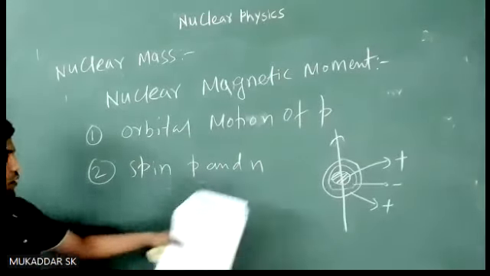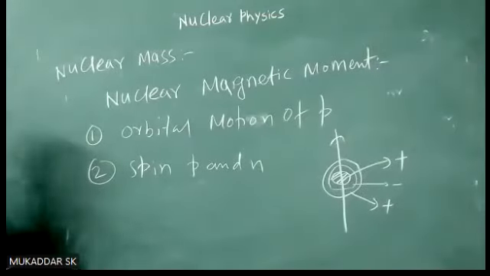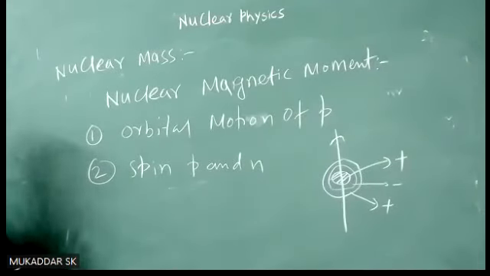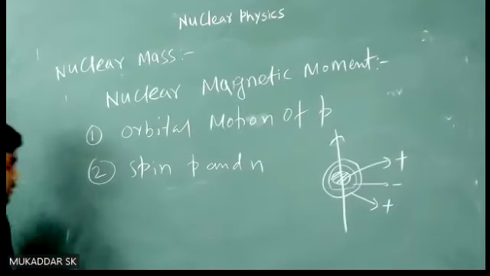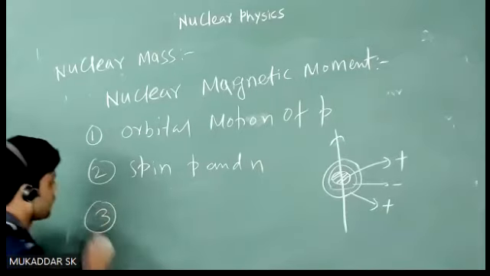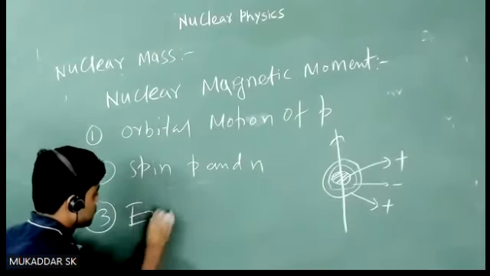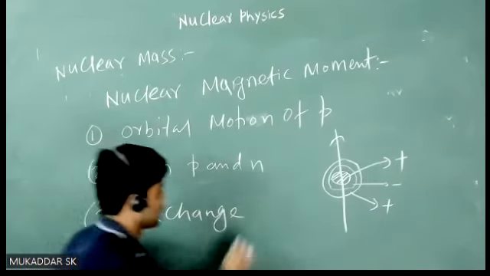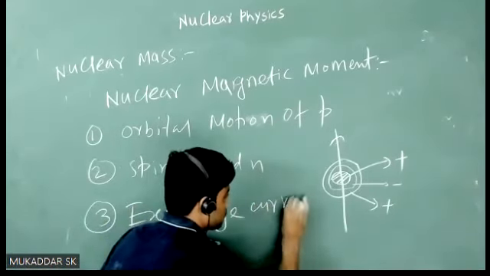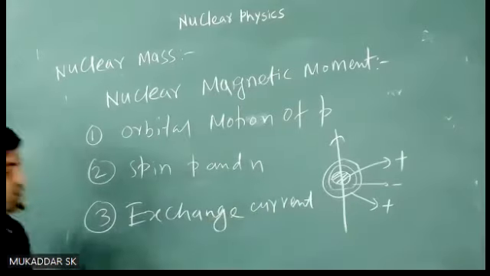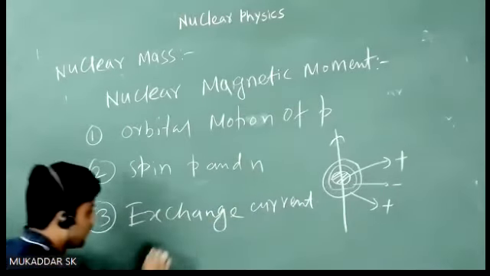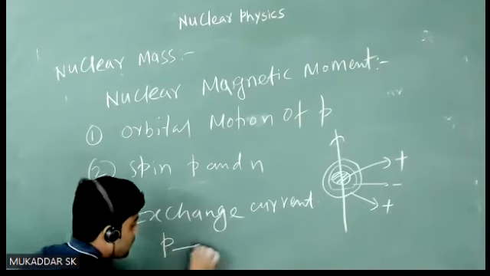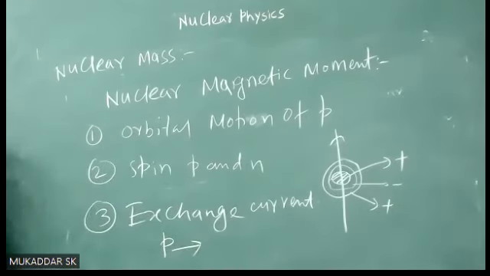Okay, so this is all about it: the spinning of proton will contribute magnetic moment, spinning of neutron will contribute magnetic moment, orbital motion of proton will contribute magnetic moment, but orbital motion of neutron will not contribute any magnetic moment. Third is exchange current. From the basics of nuclear physics, I'll discuss this regarding nuclear force.